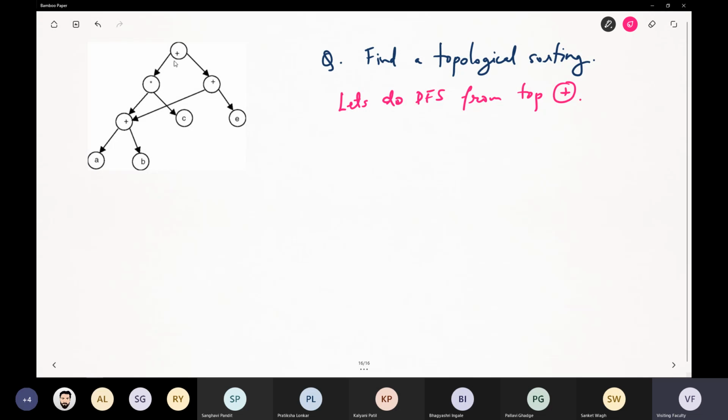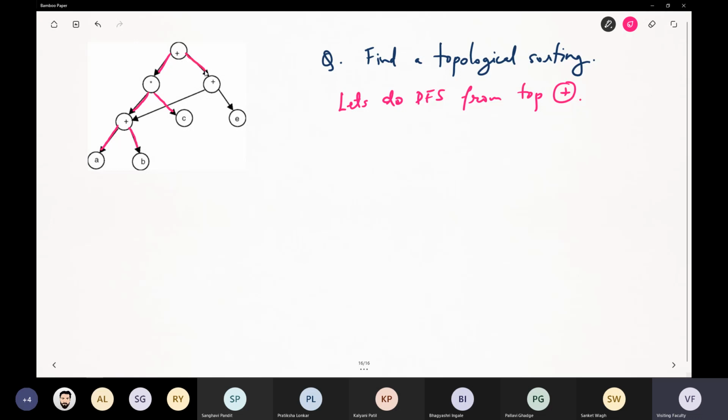From here, if I do DFS, I can choose this path, following directed paths. Then I go to this one, then this one. Now I cannot go anywhere else. I backtrack. I can go here. Then I cannot do anything further. I backtrack. Then I can pick this one. Then I backtrack again, and again backtrack and go to the top.